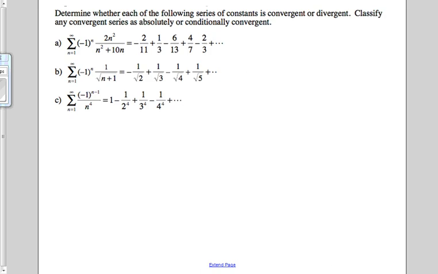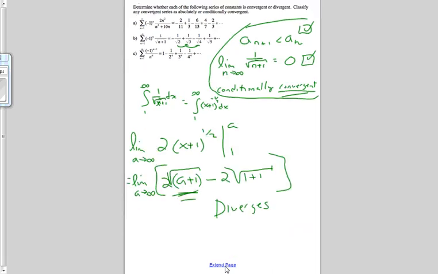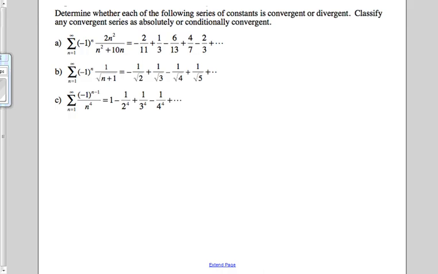Let me go back. So because it diverged when we took the absolute value, that shows that this is a conditional convergence. All right, now let's look at the last one. I mean, you guessed it. It's probably going to be an absolute convergence just by the setup of the problem. But let's go ahead and show that.